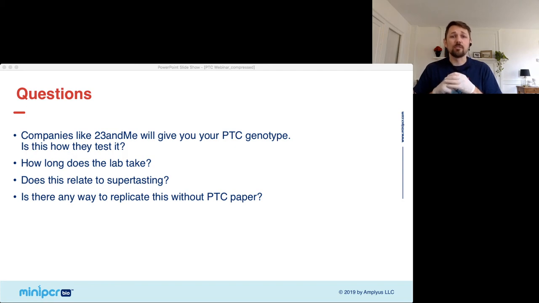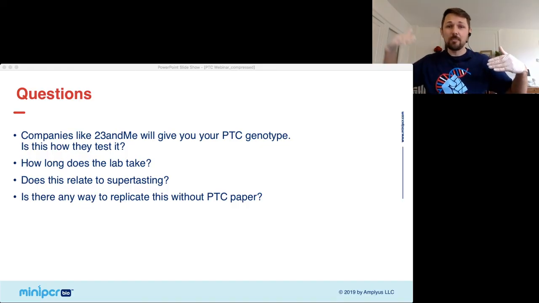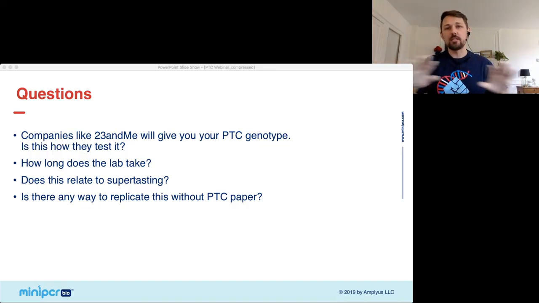I don't really trust that students get the exact counts, but they get counts ranging between like 10 in a square centimeter to like over 100. So you can see that variation very clearly in a class. It's fun to do. Is there any way to replicate this without PTC paper?